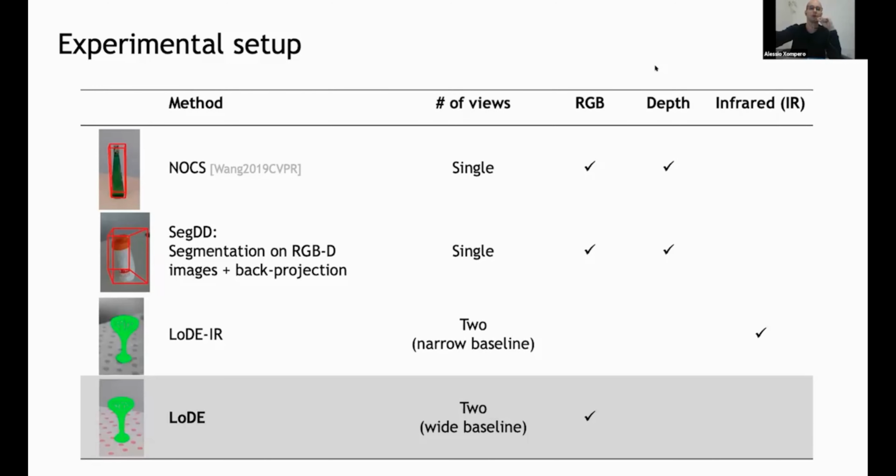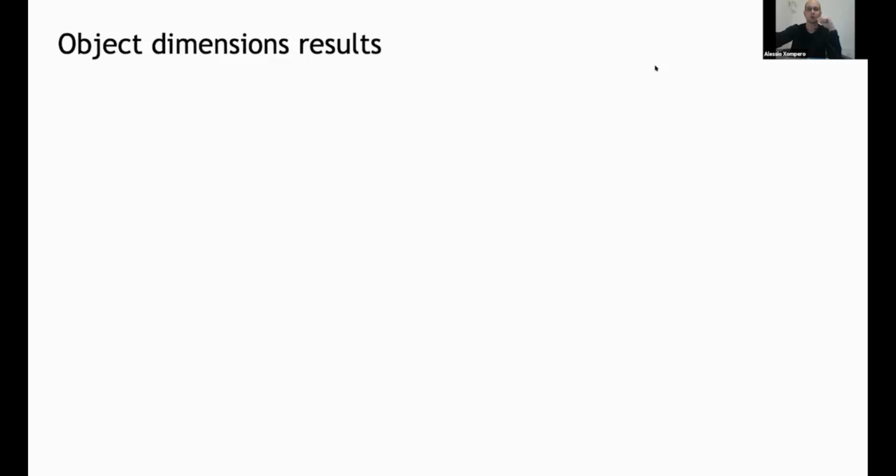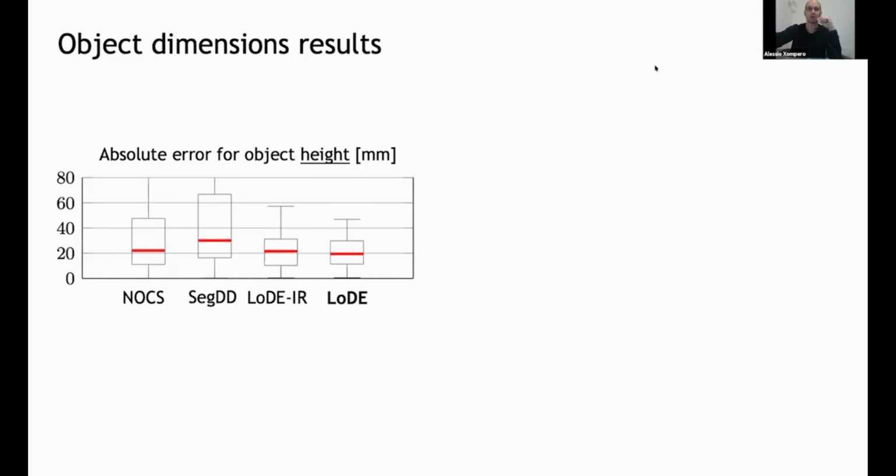We also compare LODE with the same approach, but applied on infrared images of the CORSMAL containers dataset, where basically the infrared images are coming from the same camera in a two-narrow baseline view. So let's have a look at the results of the object dimensions.